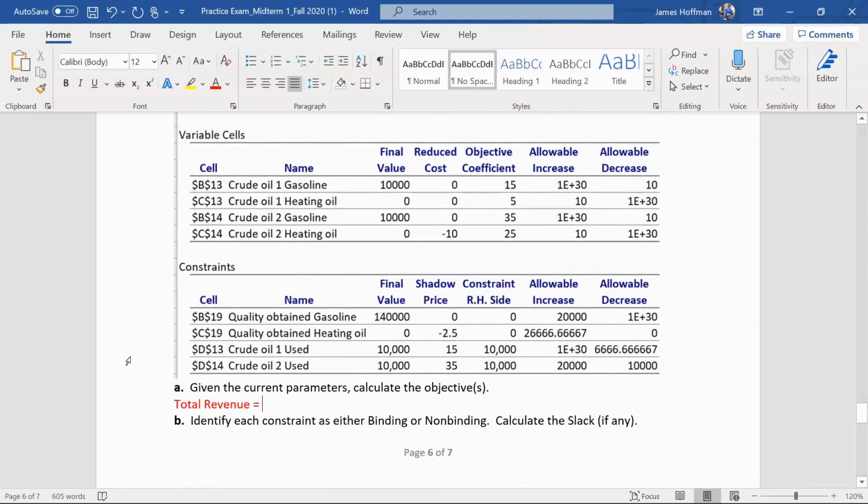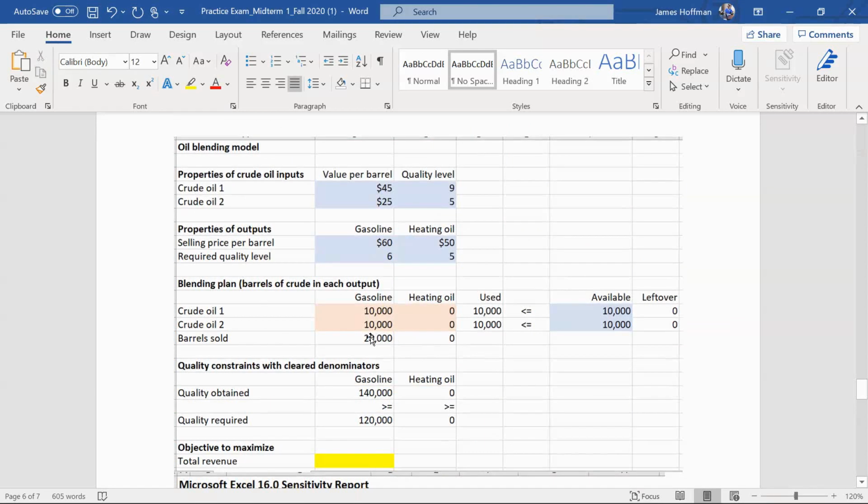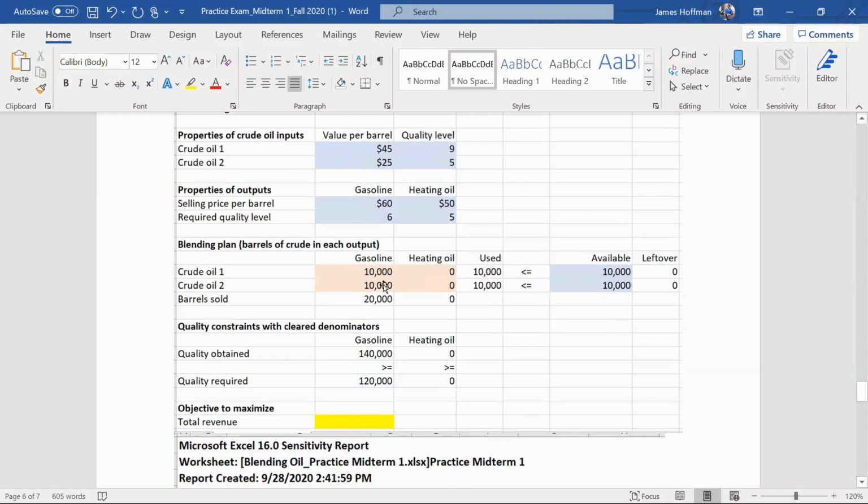Okay, so the total revenue is the revenue you get from the 4 options of things to sell, if you recall this one. So you can sell gasoline at 60, you can sell heating oil at 50, you can sell any leftover crude oil 1 at 45, and you can sell leftover crude oil 2 at 25. Now in this one, only one thing is being sold in the end, but I'll put the full equation just so you see. You can use it if the question on the exam is different.